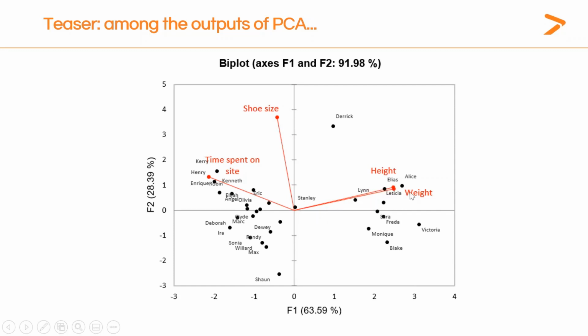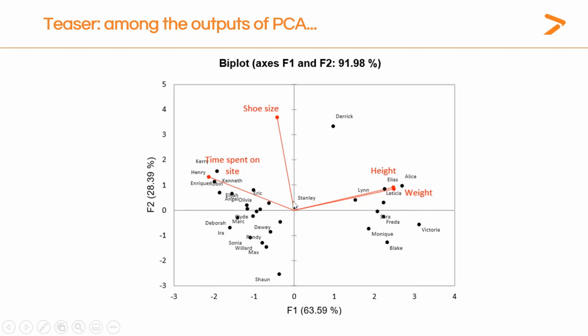Two variables which are separated by a narrow angle are positively linked. So when one increases, the second one increases. So weight increases with height. If two variables are separated with a wide angle, so height versus time spent on site, for instance, the two variables are negatively linked or correlated. So when height increases, time spent on site decreases.